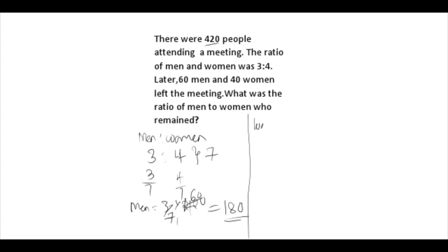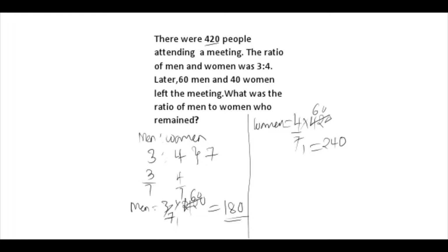Then for women, we have 4 over 7 multiplied by 420. 7 divided by 7 is 1. 420 divided by 7 is 60. 60 times 4, this will give us 240. Yeah, this gives us 240 women.